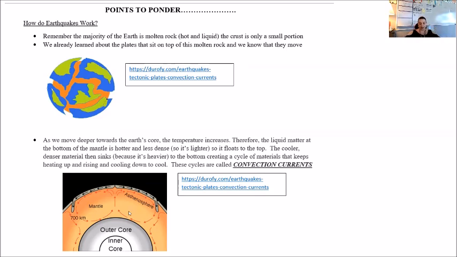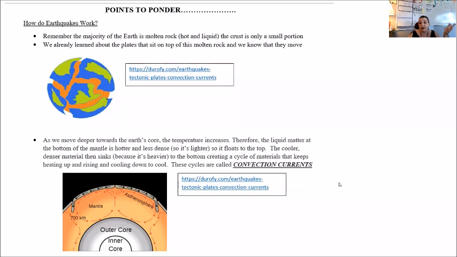Hotter magma starts rising up towards the top of the crust. It's still moving, and then it starts cooling, and then it sinks, because as it gets cooler it's more dense and heavier. Now it's down here where that heat source is, which heats it up, and it gets hotter and hotter. So these currents of hot rising, cool sinking, hot rising, cool sinking are basically what's happening beneath the crust in our mantle.